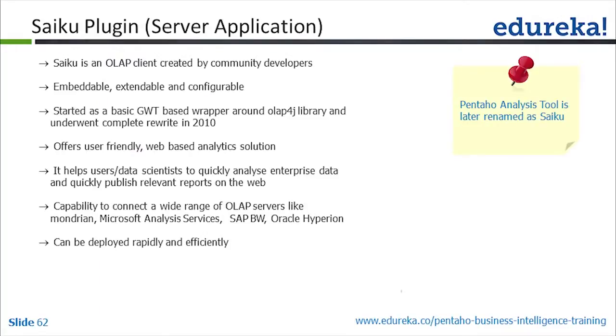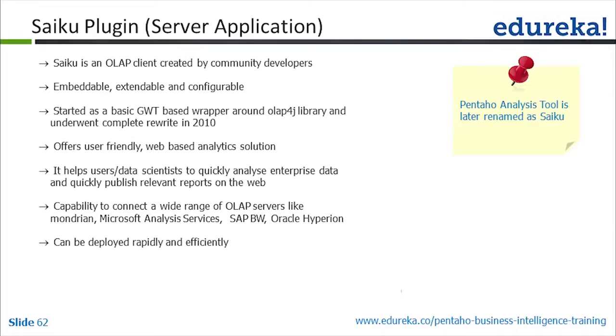This is about the ad hoc reporting plugin, which is available with the Enterprise Edition. It was created by a community developer, and yes, you can have it for the Community Edition. You can download it separately. It is embeddable, extendable, and configurable, so you can configure it for the Community Edition. It started as a basic GWT-based wrapper around the OLAP4J library and underwent a complete rewrite in 2010. It was started way back, and now they have revamped it. It offers a user-friendly web-based analytics solution.